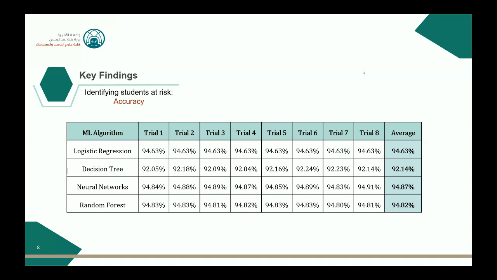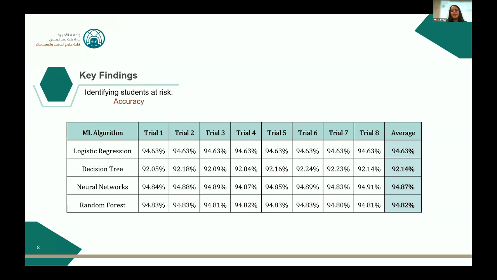Okay, let's get to the findings. So we used eight-fold cross-validation. In each trial, the data was divided into 8 parts. 7 parts are used for training, and then 1 is used for testing. And you switch around until each part is used for testing once.